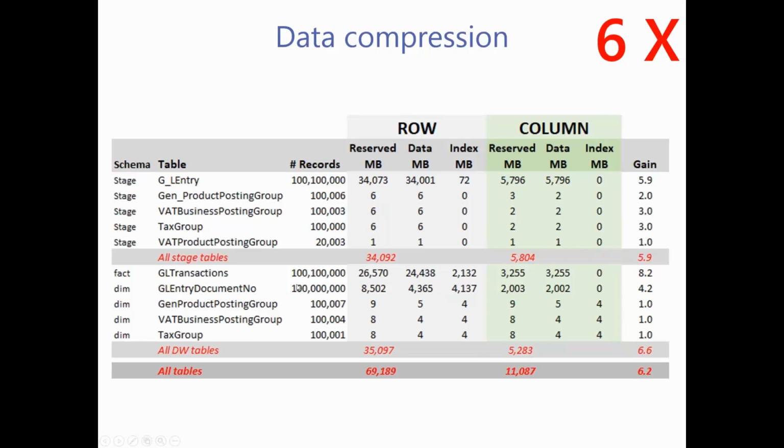Now GL document entry, we have 100,000 documents in 100 million rows with 100 million distinct values. That's why the compression is not that big. And these are dimensions which we did not compress, because if you're working with the column store, then the index area should show 0, which means actually the whole table is an index. So total gain, 6x.